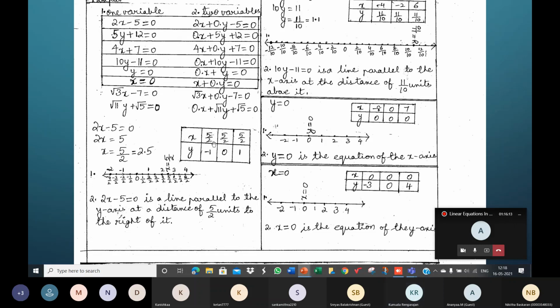Do that. Just a rough work to understand the meaning. Just a very rough work. Graph paper, just show the x and y axis. Show the markings 1 to 3, minus 1, minus 2, minus 3. And plot these points. Plot 2.5 comma minus 1. 2.5 on the x axis, minus 1 on the y axis.